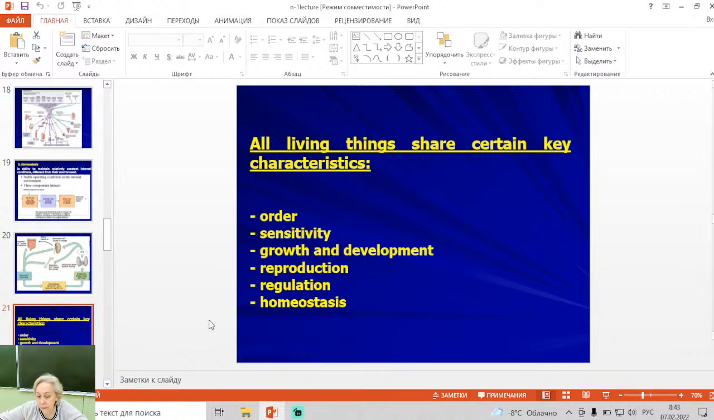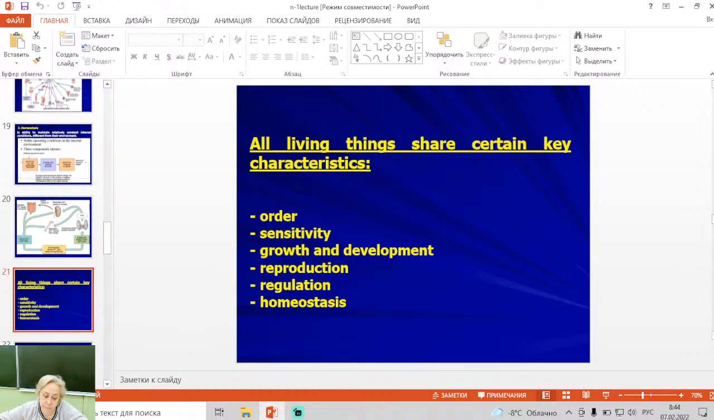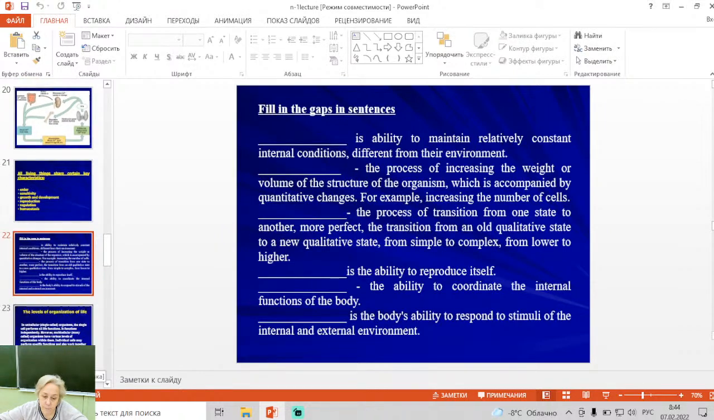So, all living things share certain characteristics: order, sensitivity, growth and development, reproduction, regulation, and homeostasis. And I want you to fill in the gaps in the sentence. Repeat material from the first parts of our lecture. What is the ability to maintain a relatively constant internal condition different from the environment?